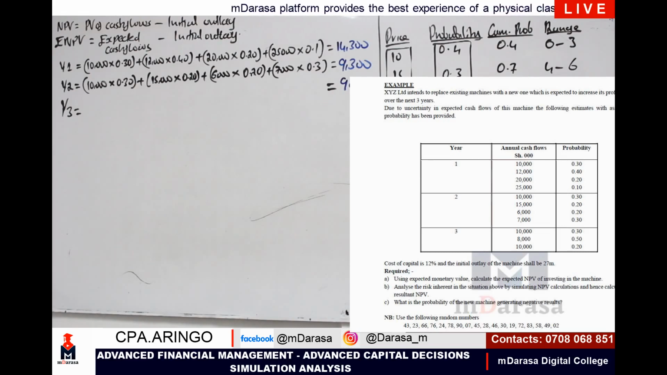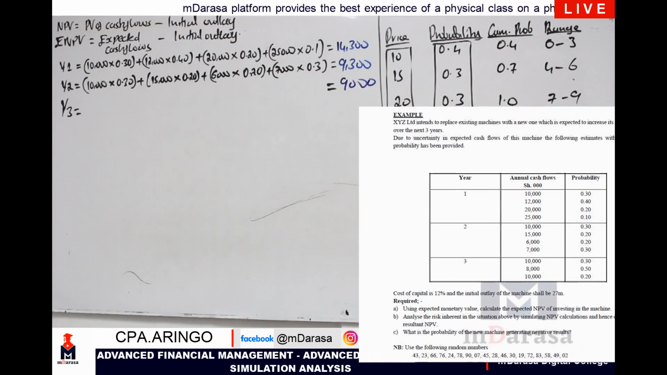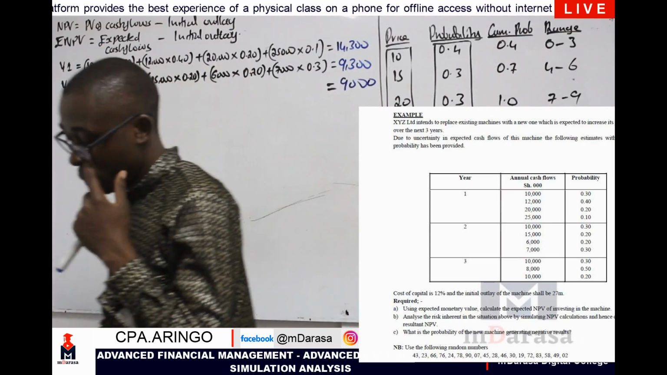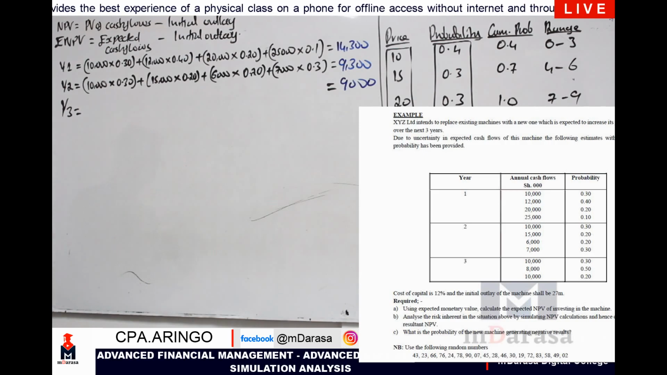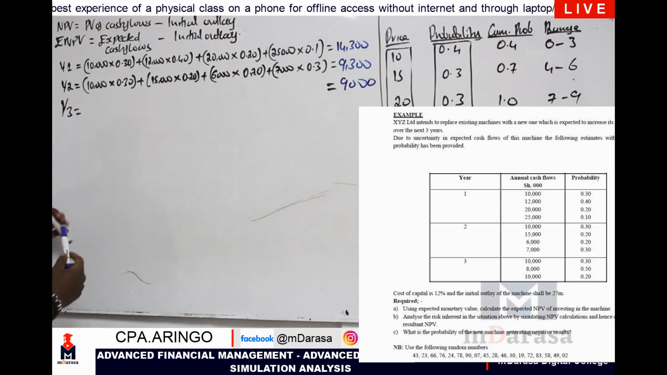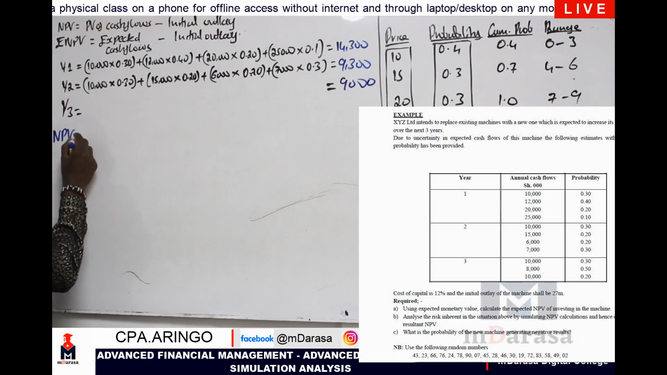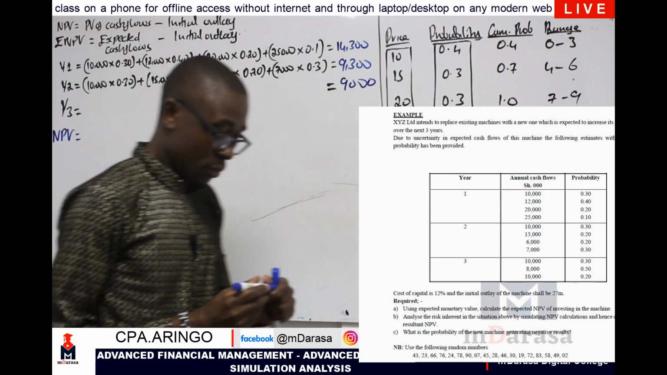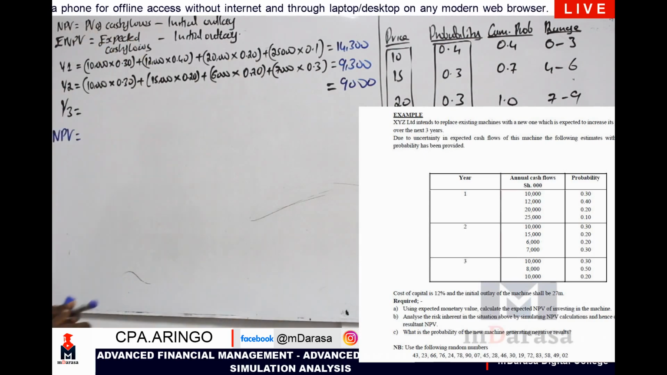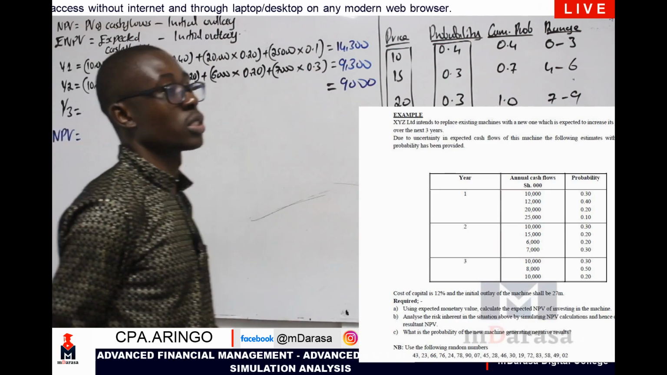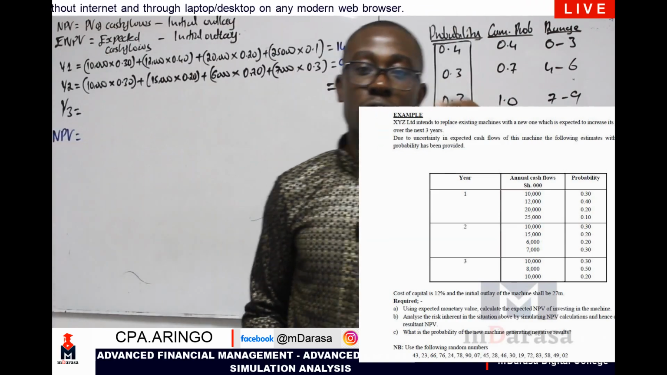So once we have that, my good students, what is the next step that we need to do? The next step here is for us to work out our NPV, the expected NPV. Now, very confidently, I can say that my NPV here will be as follows. I'm going to have the cash flows. Here we can see that they are irregular cash flows.